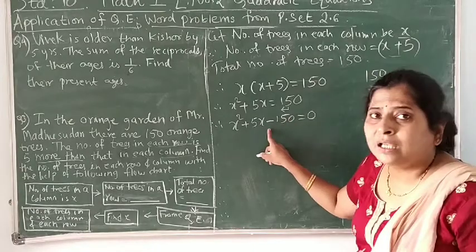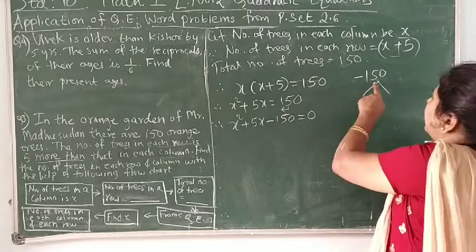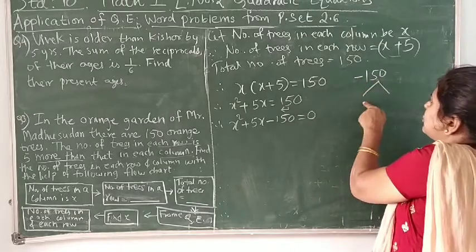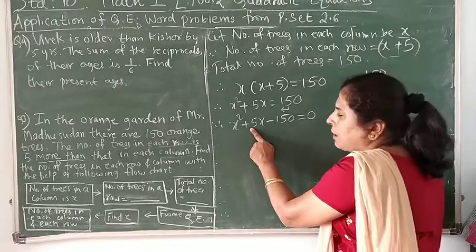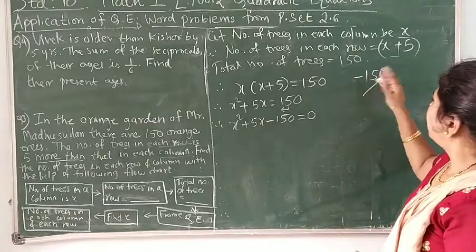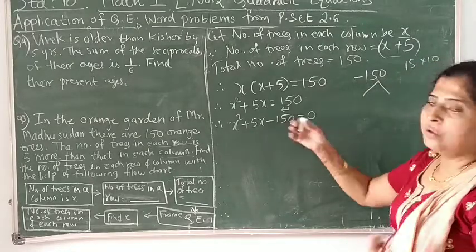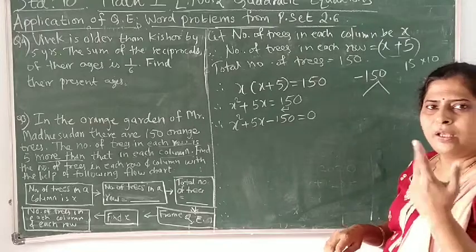For that, what is the sign of 150? It is minus. To factorize, the subtraction of the factors should be equal to the middle number. Okay, what is the middle number? 5. So how to get 5? What are the factors? If you take 15 into 10, 15 minus 10, you got 5. So very quickly you have got it.